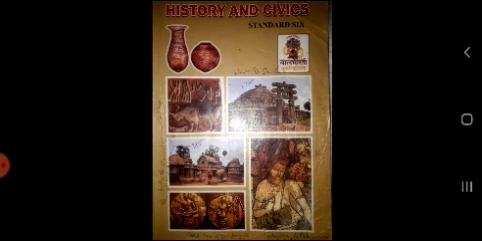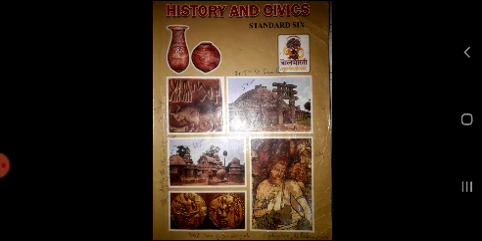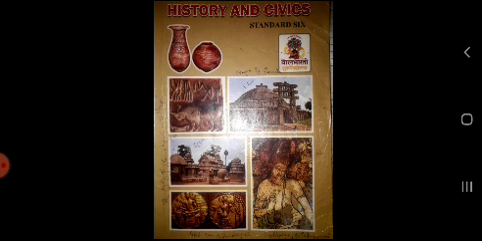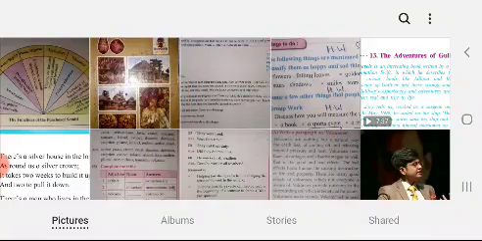We have started with the third chapter, Rural Local Government Bodies. In that, we have studied about the Gram Panchayat, the Panchayat Samiti. Now, we are going to study about the Zilla Parishad. So, what are the functions of the Panchayat Samiti and then the Zilla Parishads?